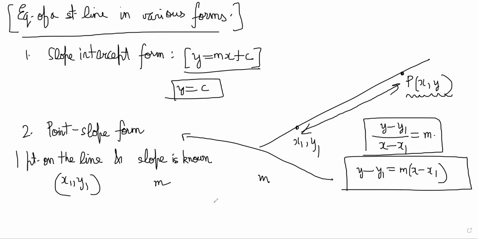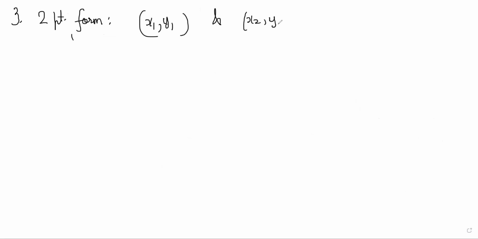Then the third one is 2-point form. 2-point form means we know 2 points on the line, and you have to find the equation. 2 points on the line are known, so we can use point slope form again to get this equation, because from the 2 points I can find out the slope, right?